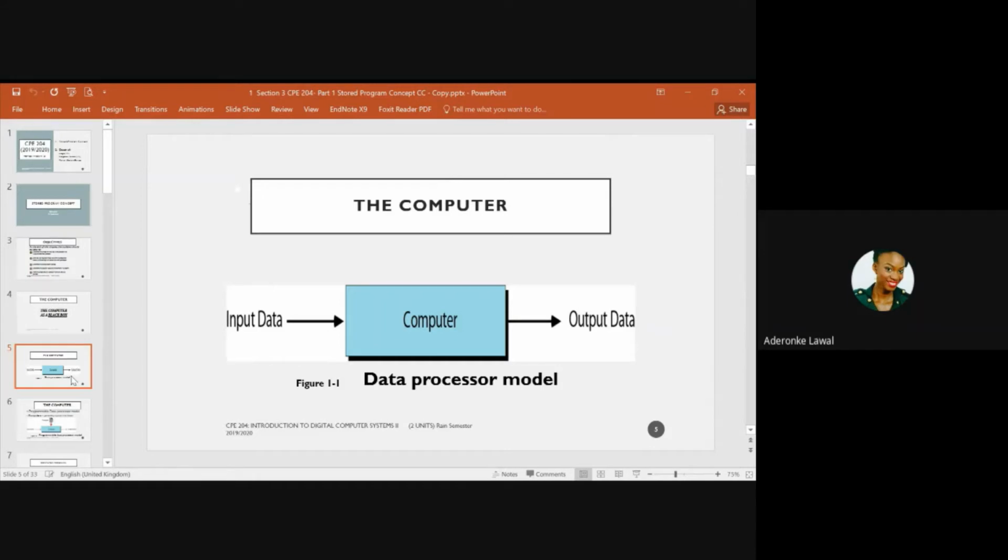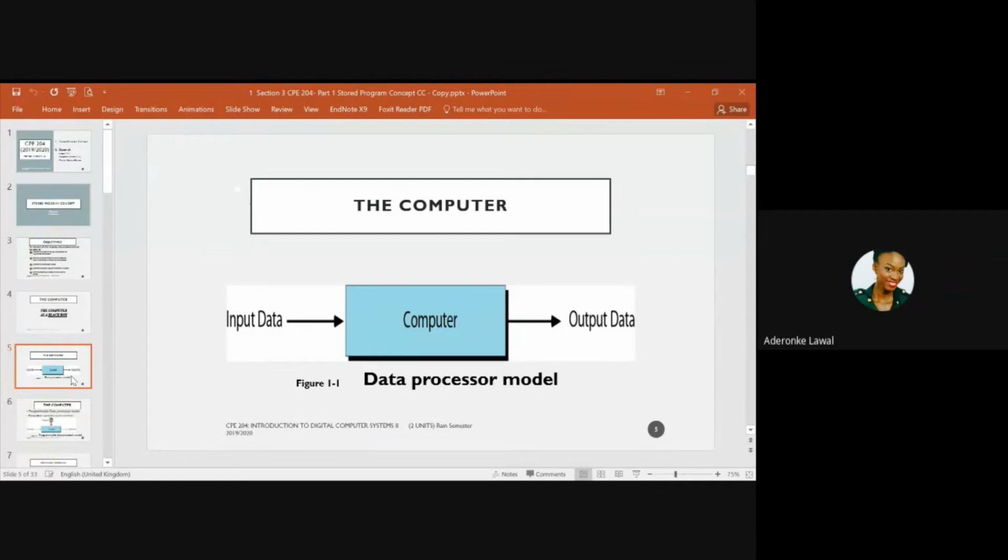So that is the whole concept of a computer, and I'm sure you've learned that from primary school computer classes. The computer is an electronic machine that accepts data, processes it, and then gives you a result at the end of the day. That is still the whole idea of this course, this introduction to digital computer systems. It's just that we are trying to go into more detail, because you're no longer in primary school. This is not basics of computer anymore. Now you are going to graduate as an engineer or a computer scientist.